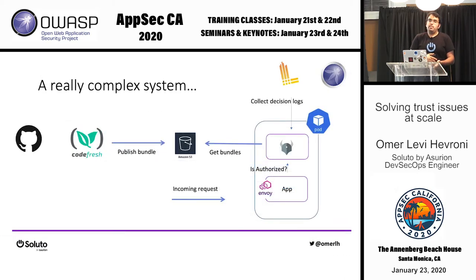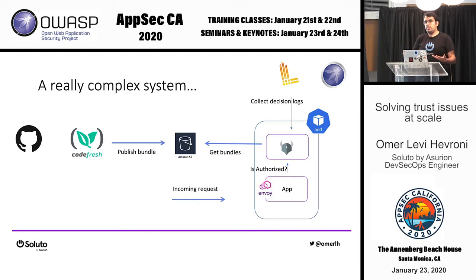But this is not enough. There are a lot of moving parts here, and testing only the policies is not enough. For example, someone can misconfigure Envoy, so we just approve everything, or misconfigure OPA, so we just return true everywhere.